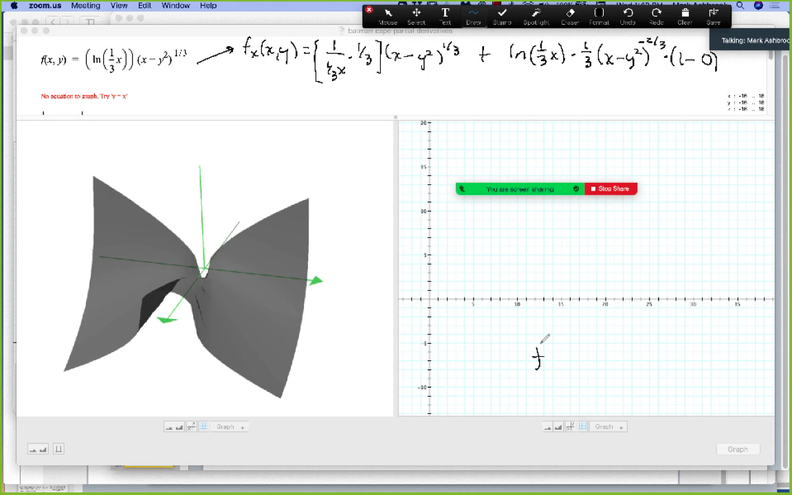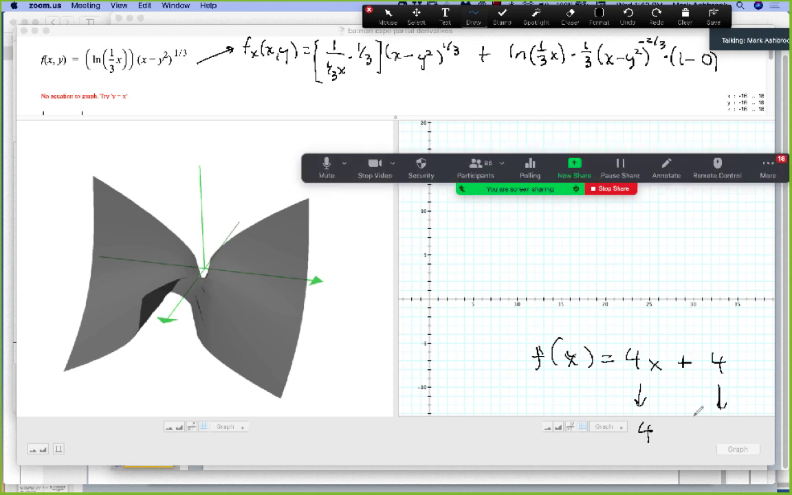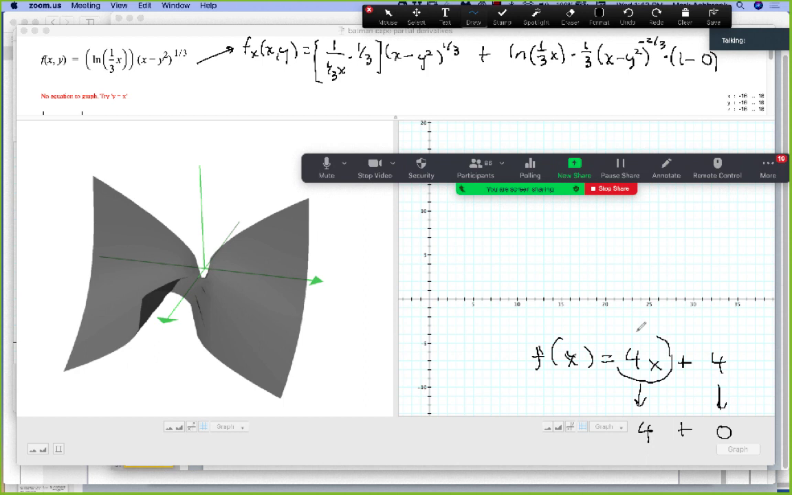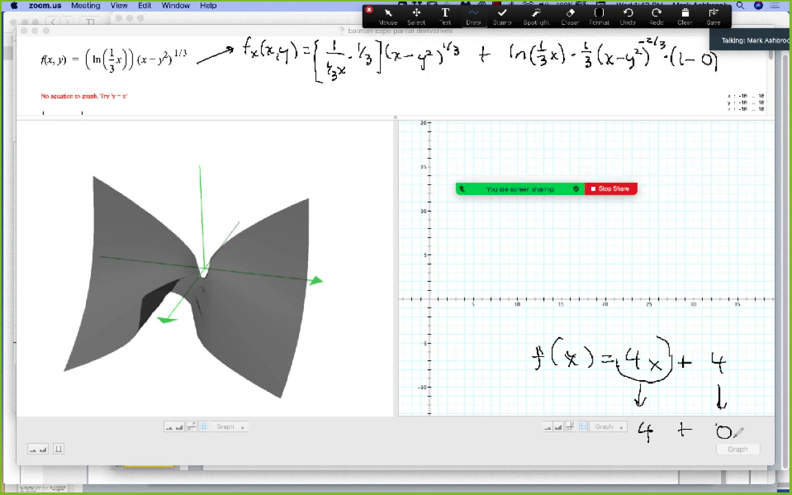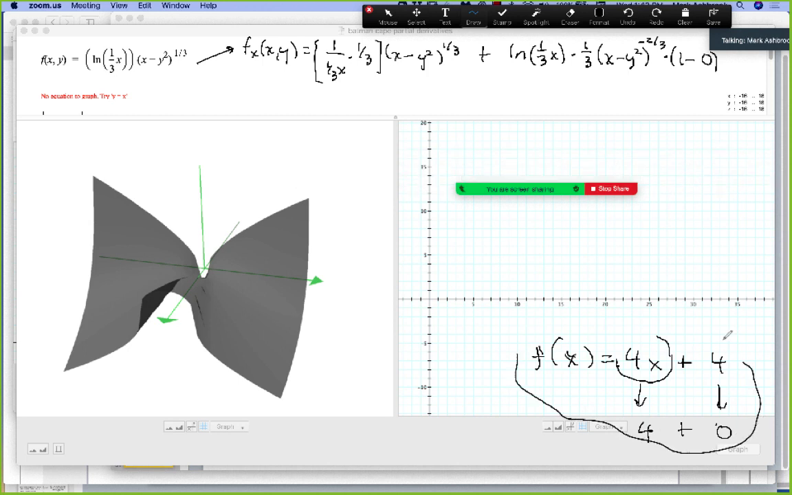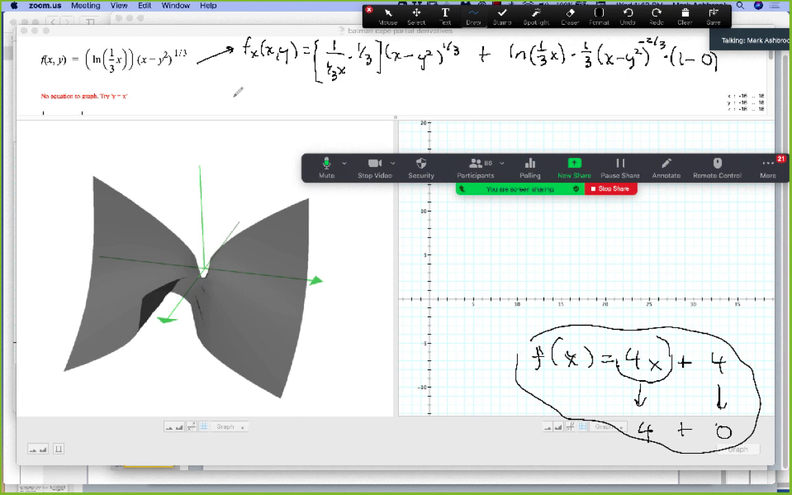What's the derivative of 4x plus 4? What do I do with a 4 in this case? What's the derivative of 4x? 4. What's the derivative of this 4? 0. See? When a constant is multiplied, it stays along. When a constant is added, its derivative is 0. Make sure of that; it's the big question that students get confused with. Okay, partial with respect to y.